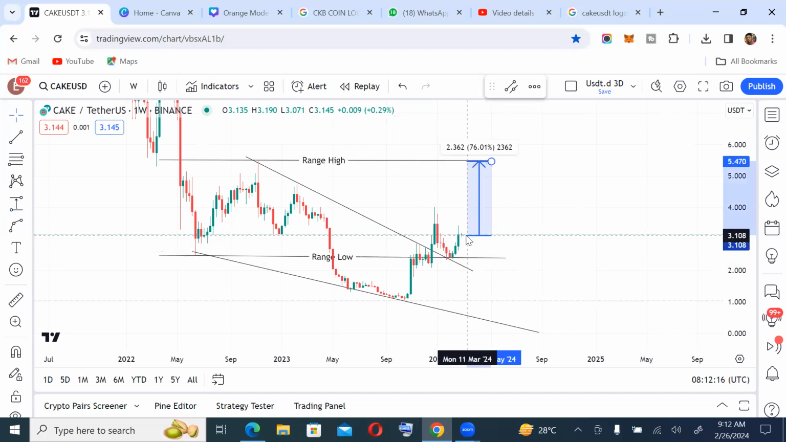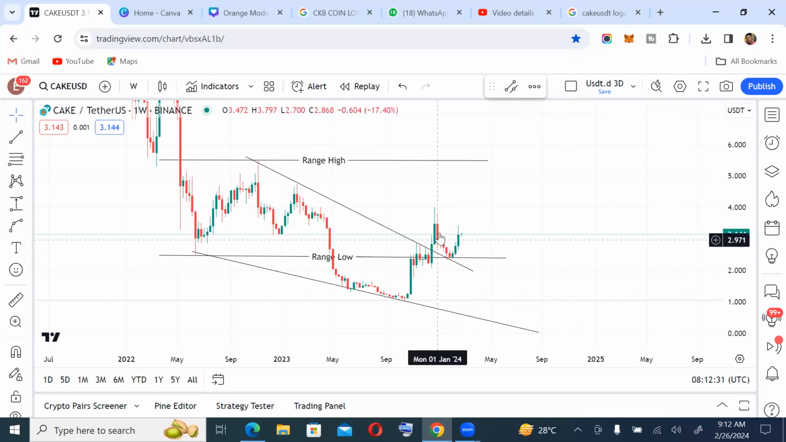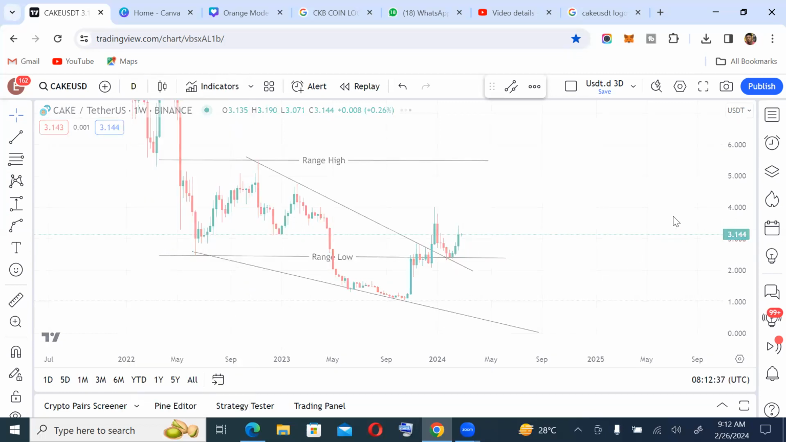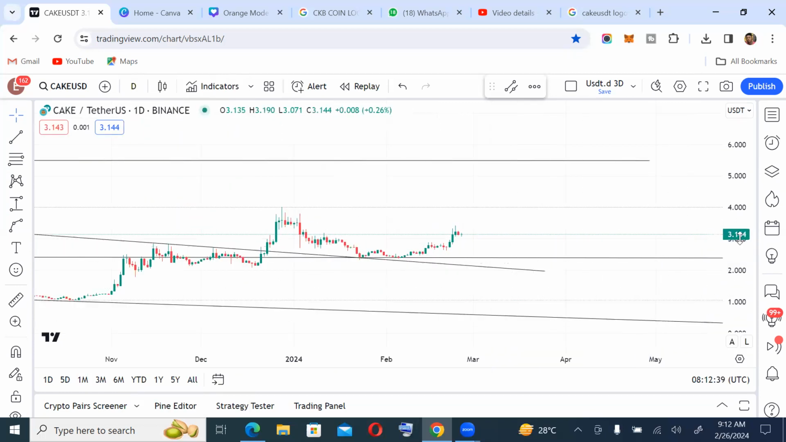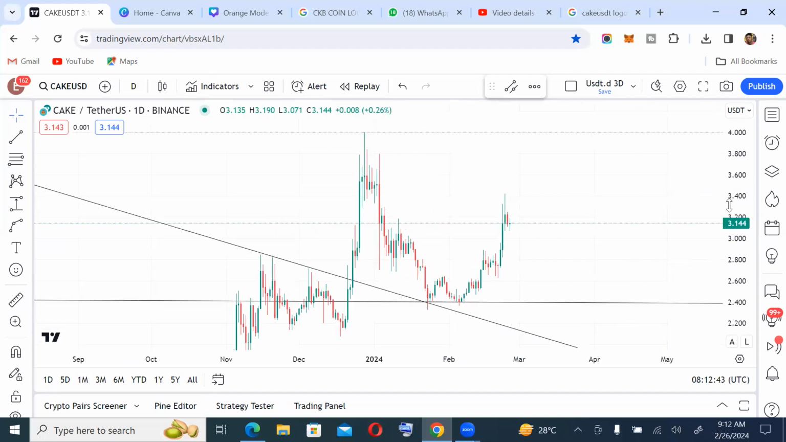So from here where we are right now, this is a 74% increase in price, and it's likely going to happen in the coming weeks. So it's just patience. You need just one thing, patience. So we've identified the macro structure from the weekly time frame. Let's go to the daily time frame now and try to figure out what exactly is happening.